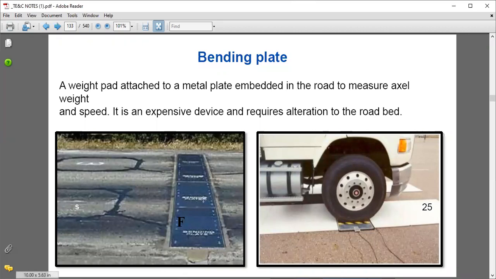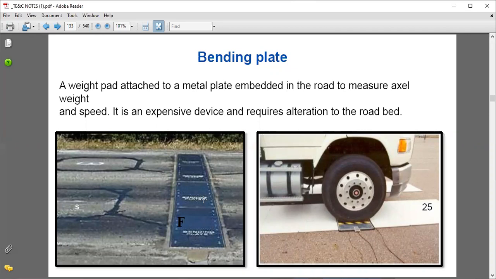Sometimes bending plates are used. This weight pad is attached to a metal plate embedded in the road to measure the axle weight. That means if you want to calculate the weight of the vehicle, we can calculate it by this bending plate method.